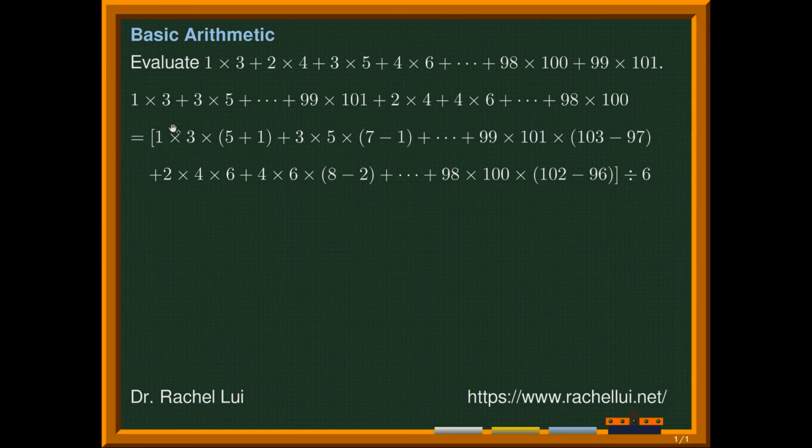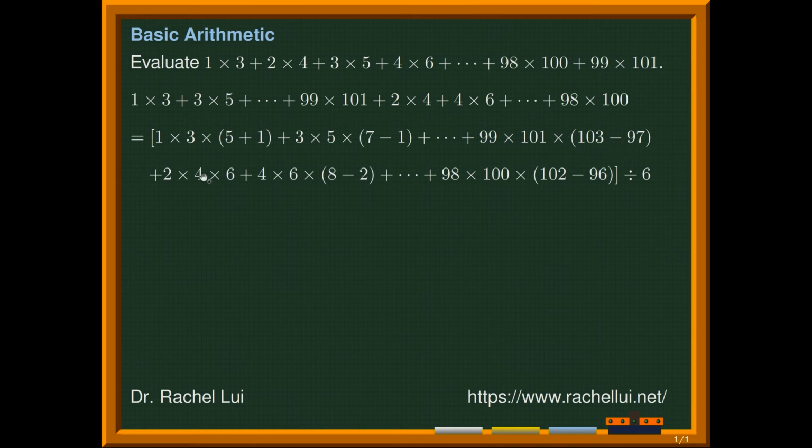So, for the first term, 1 times 3, I will multiply by 6. But what I want is indeed 5 because I want 1 times 3 times 5. So I break down the 6 into 5 plus 1. For the next term, 3 times 5, as mentioned before, I want a 7 and I want a 1. So I replace the 6 by 7 minus 1. For the last term, it's quite obvious that I want 99, 101, and then I want a 103. So I put in 103 and then minus 97 because it will give me 6.